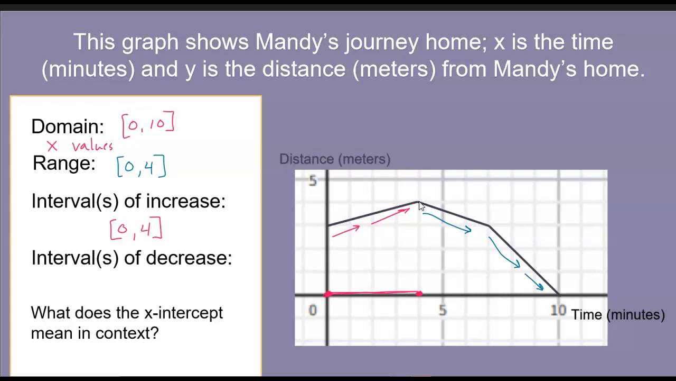So where does that begin? Looks like that begins here, and it ends over here. And it's going to include everything in between. So we start at 4. 4 is our lower bound right here. And our upper bound is 10. So from 4 to 10 is our interval of decrease. And we have closed dots, so those are going to be square brackets.